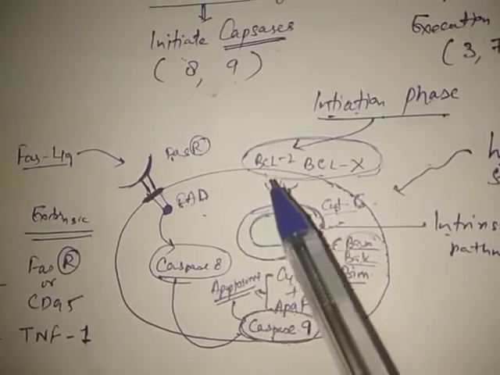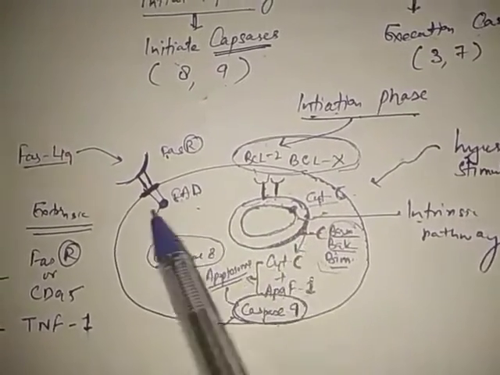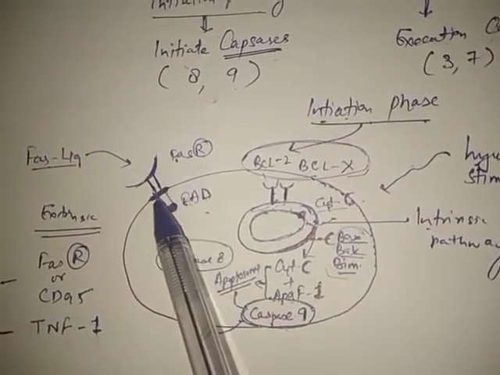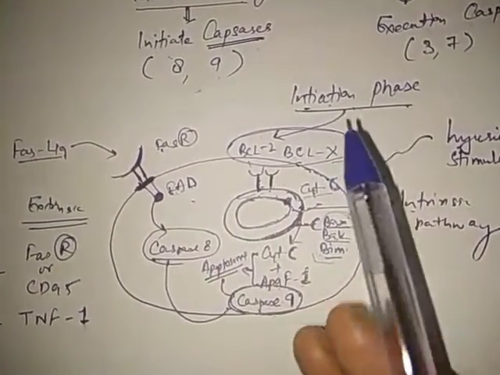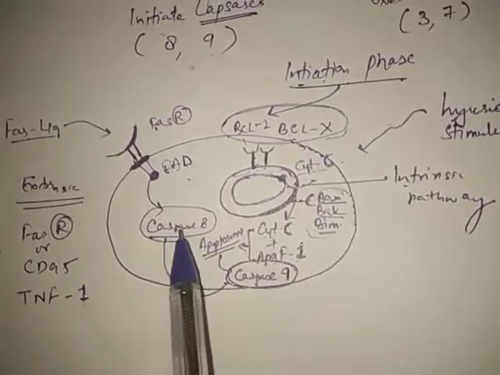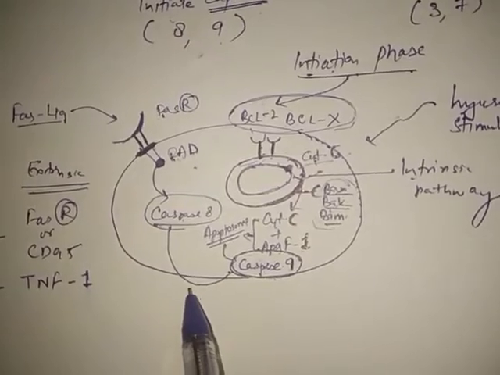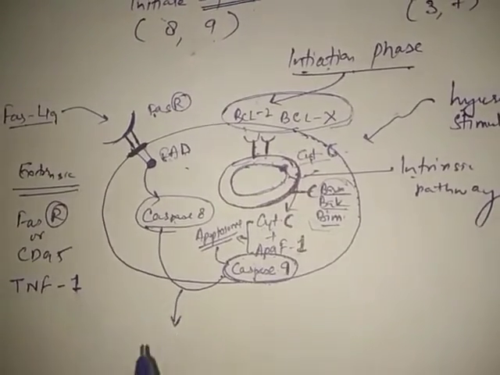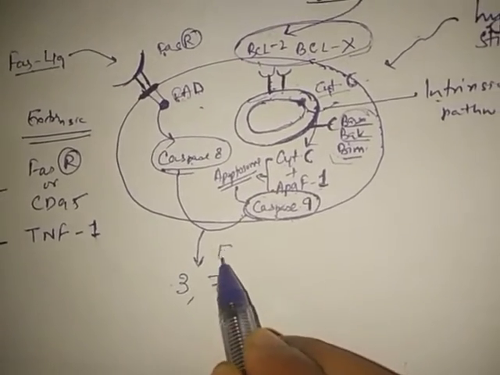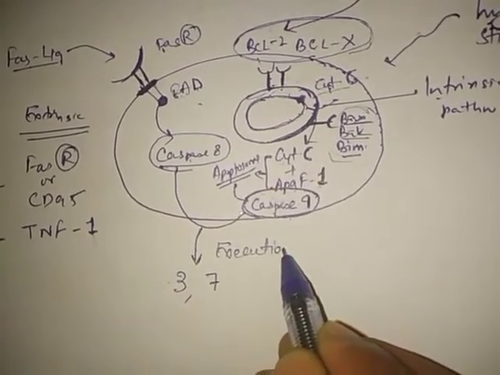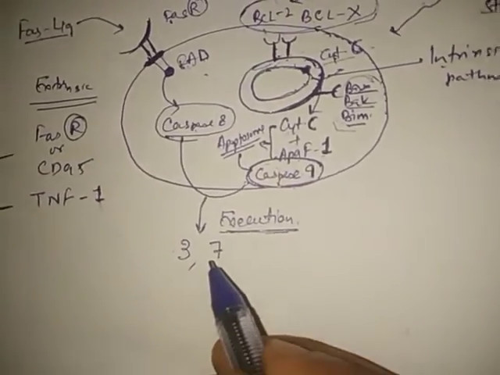Here the initiation phase is carried out by the intrinsic pathway, which is done by the mitochondria, and the extrinsic pathway, which is done by the death receptors. Okay, the ultimate result of the initiation phase is to activate caspase 8 and caspase 9. Then starts the execution phase. In the execution phase, caspases 8 and 9 then activate caspase 3 and caspase 7. Here starts the execution phase. That means now the real work is going to be done.